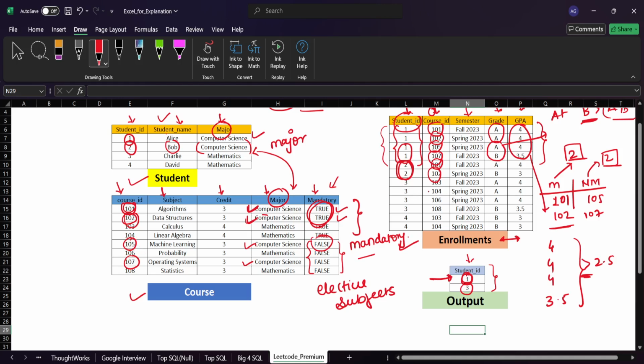So there it failed. And here also, in mandatory courses, a student should get a grade A, right? But he has got B, A and B. So here also it fails. So that's why we don't have student ID 2 in the output. Similarly, you can check for student ID 3 and student ID 4.